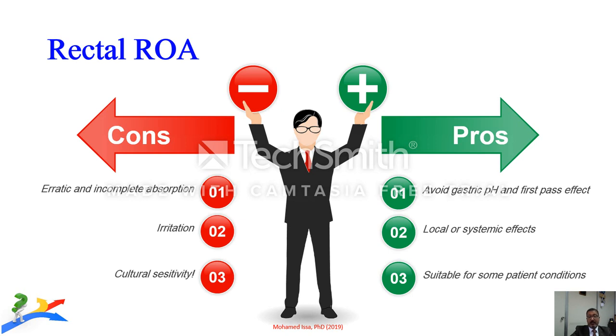As usual, we have challenges, we have limitations. The biggest challenge facing rectal administration is that absorption is erratic and incomplete. Erratic meaning that you can never predict the amount of drug reaching the circulation. There are so many factors that can really affect rectal absorption. Incomplete meaning that you can hardly get 100% bioavailability. 70%, 80% will be acceptable, but more than that is questionable.